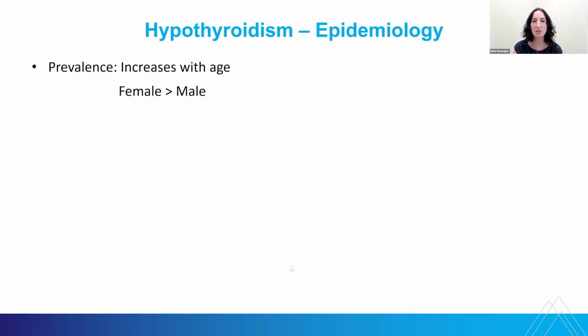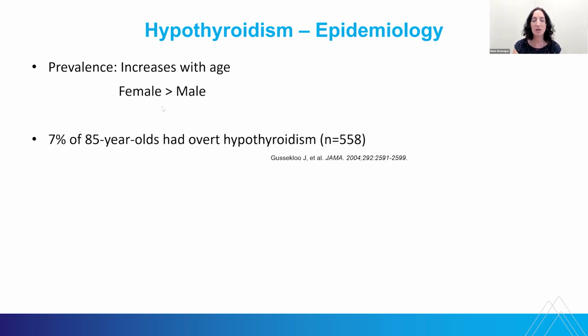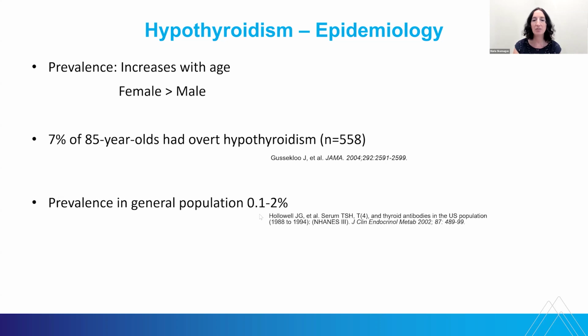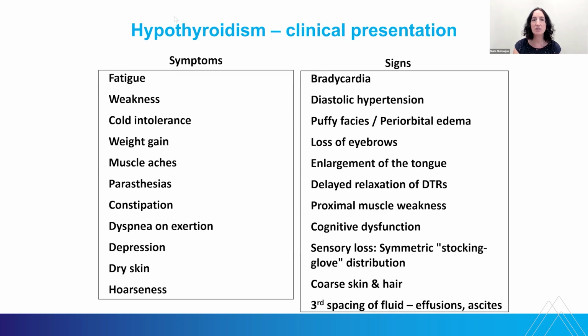So the epidemiology of hypothyroidism, it increases with age, females more than males, mostly because autoimmune disease tends to affect females more than males. We'll talk about Hashimoto's in a bit. And if you look at age 85 and over, about 7% of these individuals had overt hypothyroidism. And the prevalence in the general population is about 2%. So there are many signs and symptoms.